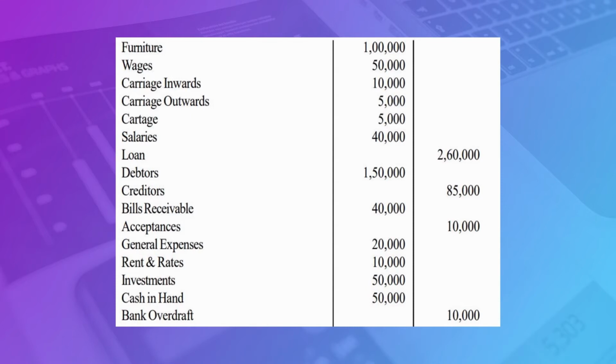Acceptances, it means bills payable, liabilities for the business will have a credit balance. Then general expenses, expenses will always have the debit balance. Rent and rates, again an expense, therefore it will have a debit balance. Investments, again an asset for the business, will have a debit balance. Cash in hand, again an asset for the business, therefore it will have a debit balance. Bank overdraft, so bank overdraft is a liability for the business, therefore all liabilities will have a credit balance.